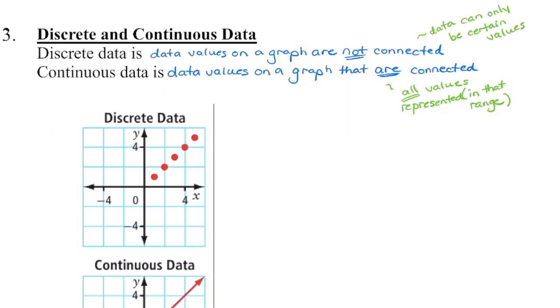So that's the difference. In terms of a graph, continuous data, you're looking for that straight line. Discrete data is going to be a series of points because we're not including the values in between those points.